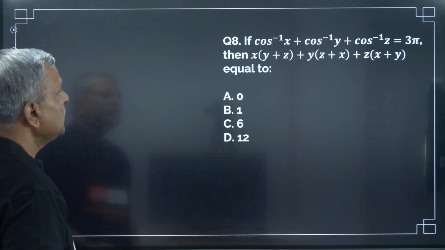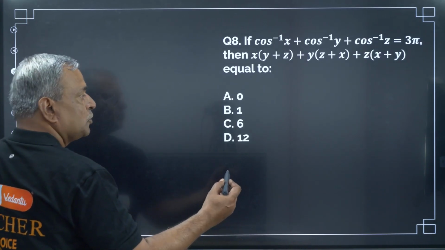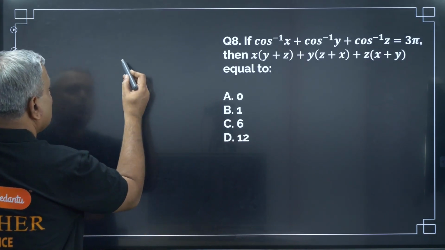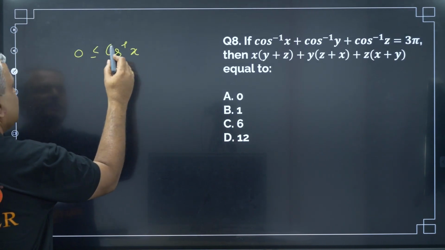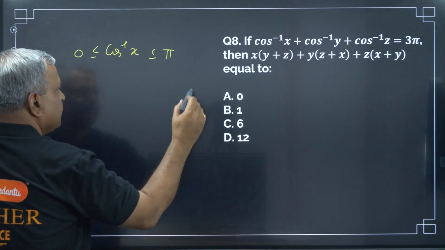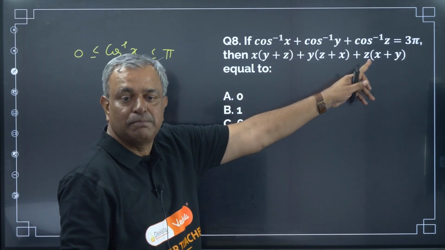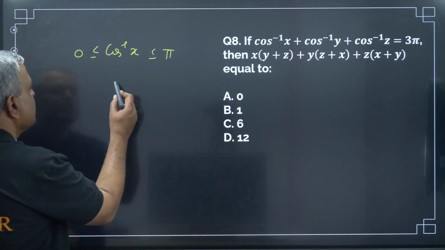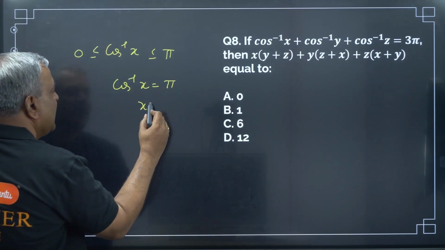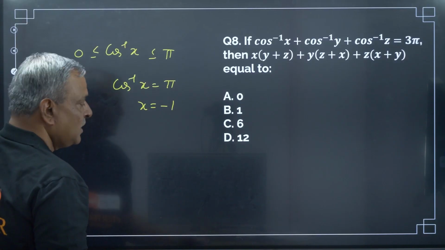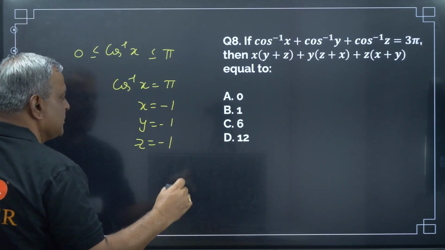Next. Question number 8. See, cos inverse x. So what is the concept here? The concept is cos inverse x always lies between 0 to pi. So the output is given as 3 pi. It means each and every term must be pi. That is the concept. So cos inverse x is equal to pi means x is equal to minus 1. Similarly y is equal to minus 1, z is equal to minus 1.